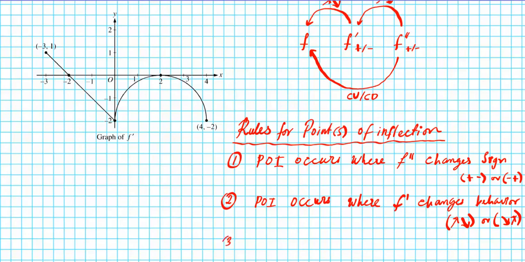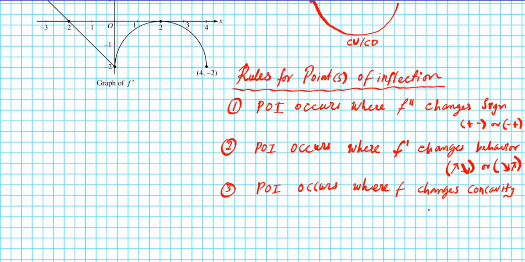And then lastly, point of inflection occurs where the function changes concavity. When I talk about change of concavity, I mean where it changes from concave up to concave down, or where it goes from concave down to concave up. All right. So when there is a complete change in concavity, then you know for certainty that there is in fact a point of inflection.